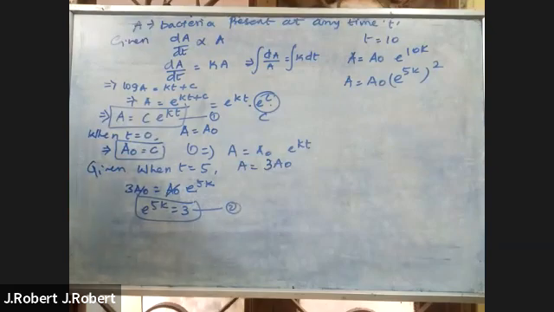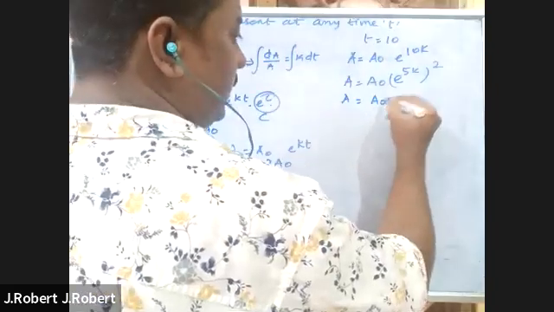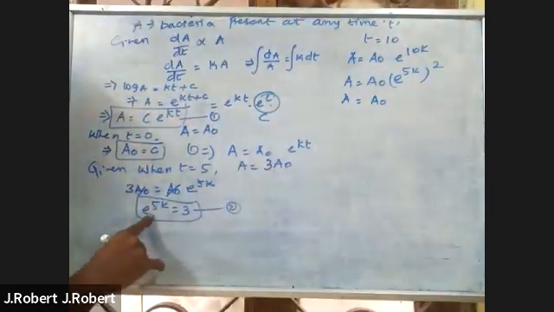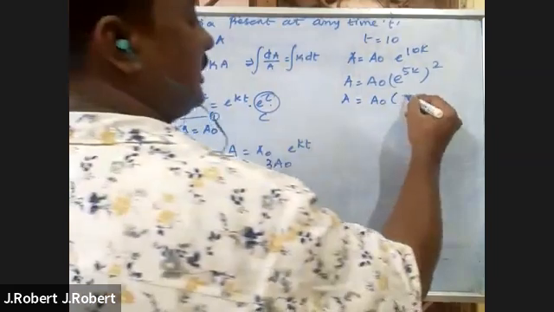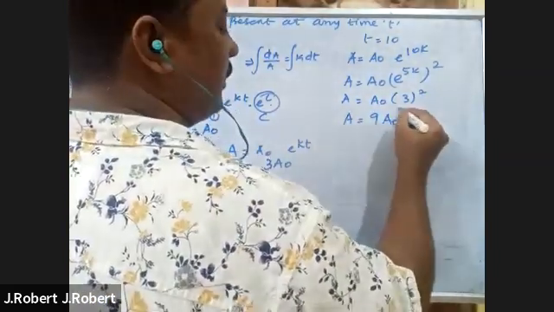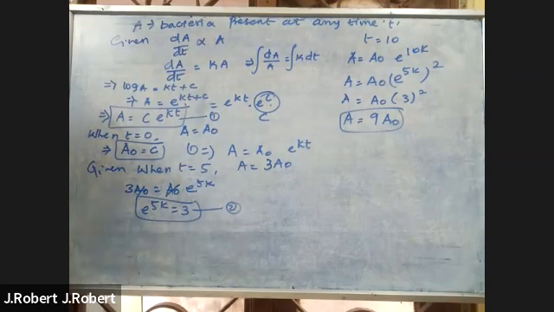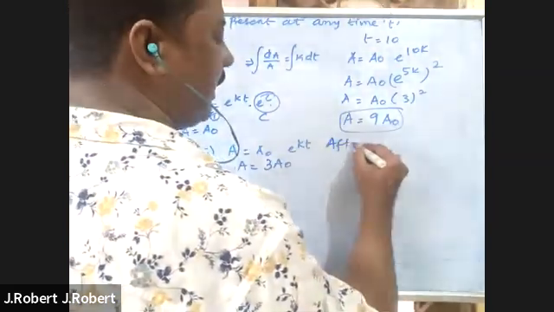We can write this as A is equal to A0 into e power 5k from equation 2, which is equal to 3 square, 9. Your A is equal to 9 A0. So the amount of bacteria after 10 hours will be 9 times the initial amount. Hence the amount of bacteria present after 10 hours is 9 times the initial amount.